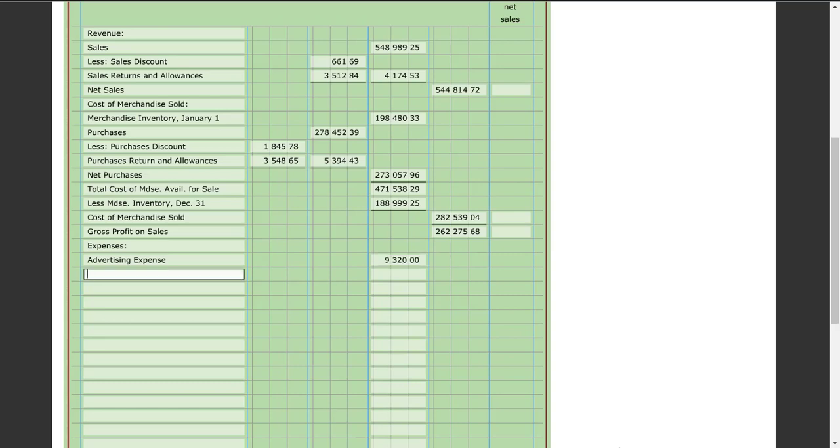Now I list all of my expenses following on my worksheet. Advertising is your first one.